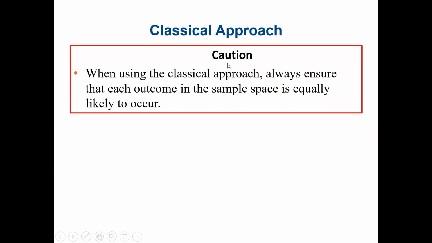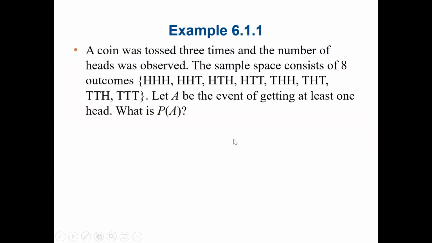So here they say we should be very cautious. When using the classical approach, we should always ensure that each outcome in the sample space is equally likely to occur. So let's see an example now.